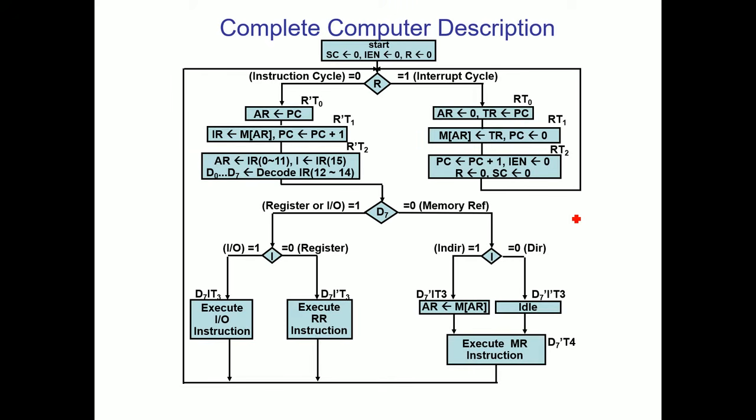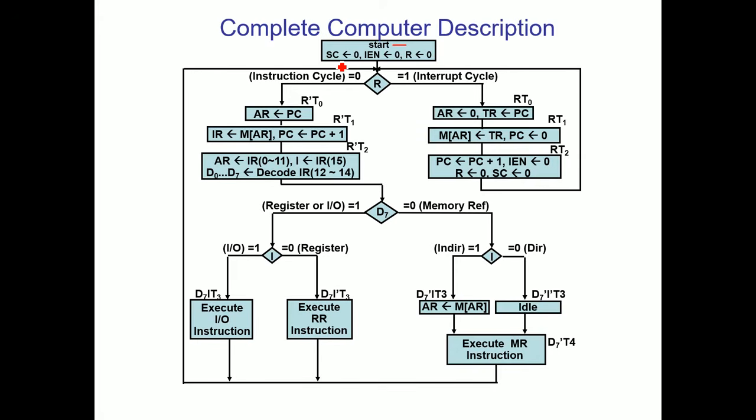In this video, we are going to discuss the complete computer description and design of a basic computer. So first let's see the flowchart here. This is the starting step. Here the sequence counter is cleared to 0. The interrupt enable flip-flop is cleared to 0, as well as R is cleared to 0.